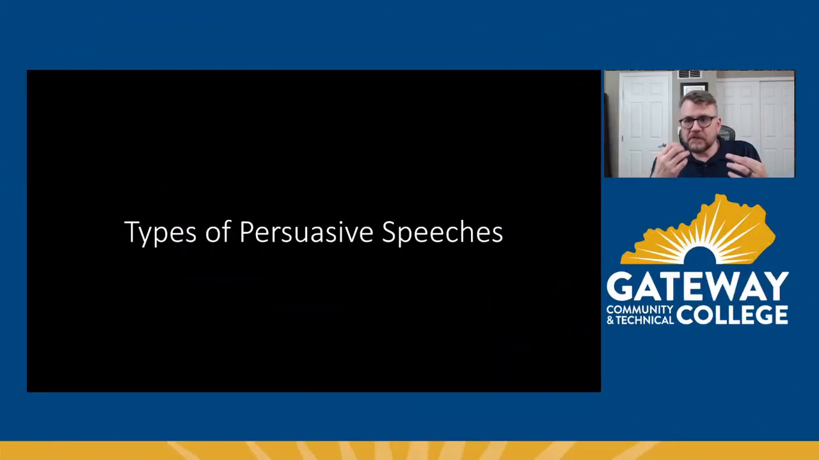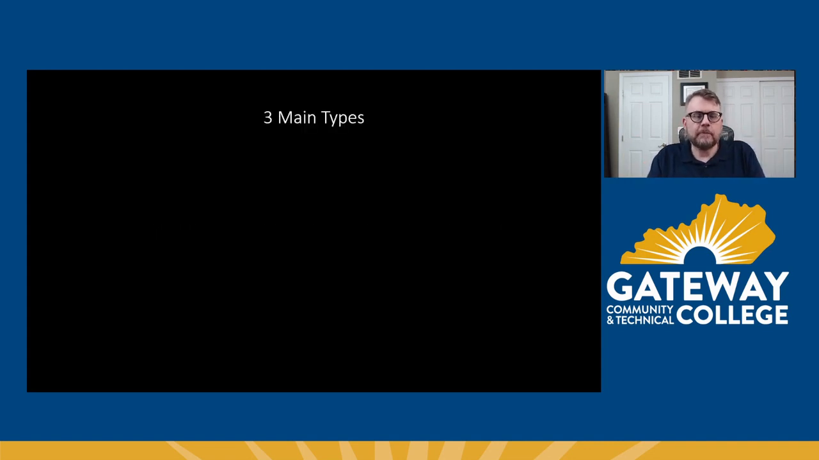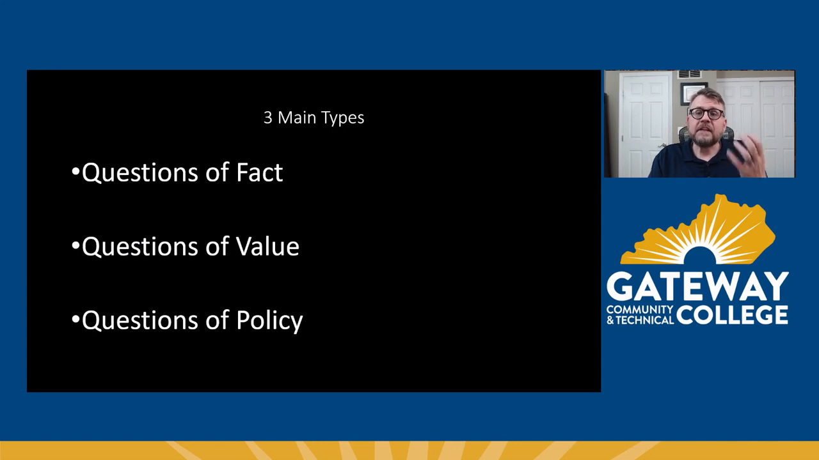Okay, so in persuasive speaking, there's three fundamental types of persuasive speeches. Now, as with all things, one is not better than the other. They are just different. What you're trying to prove in one is not the same as what you're trying to prove in another, all right? So what are these various types? Well, there's three main ones, and these are questions of fact, questions of value, and questions of policy.